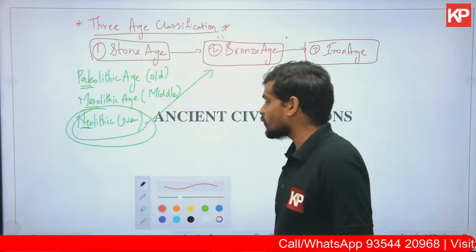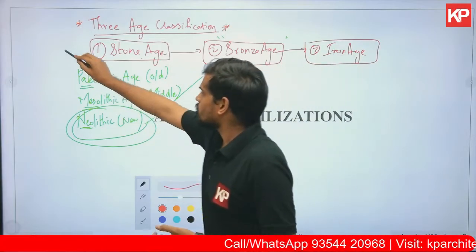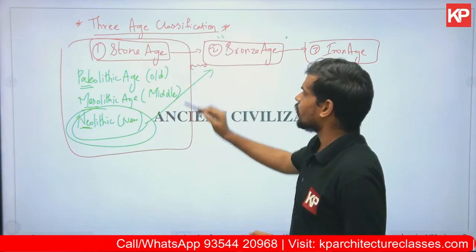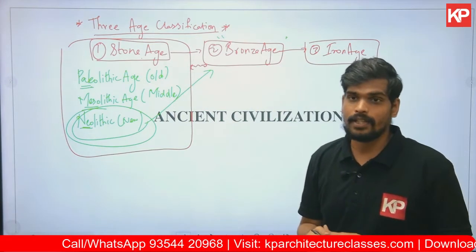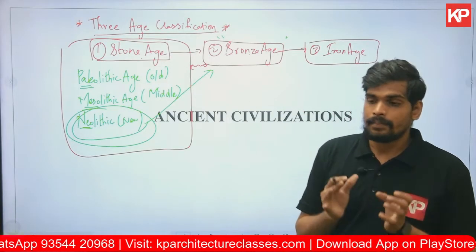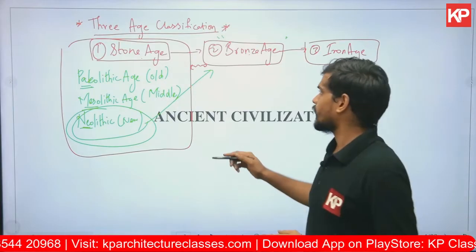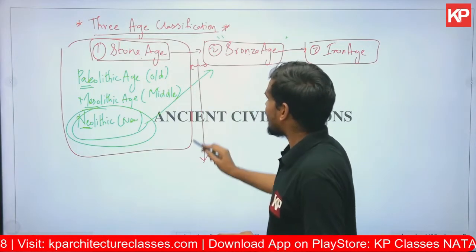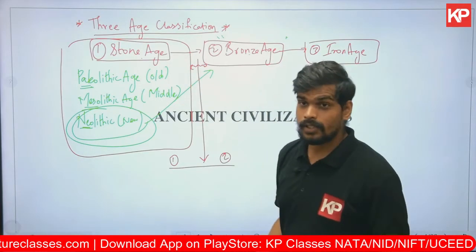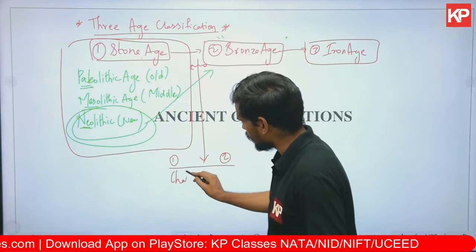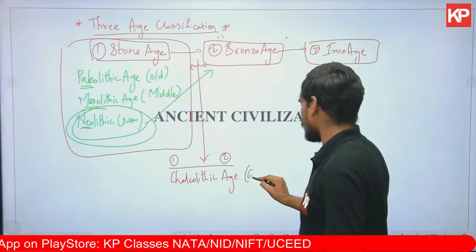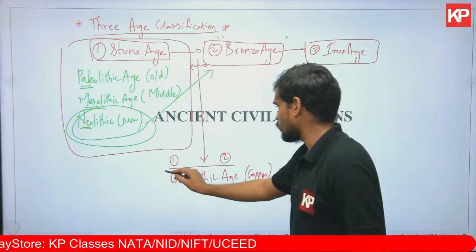One last point you can add to this 3 age classification is, after Stone Age and before Bronze Age, there is a transitional age also sometimes seen, which is called Copper Age, because bronze is an alloy of copper. So before Bronze Age starts, sometimes you also have a brief phase of Chalcolithic Age. Chalcolithic is Copper Age. So it is a transitional phase between 1 and 2. Sometimes you see in civilizations Copper Age, which is known as Chalcolithic Age, where copper is the predominant material of tools and other equipment.